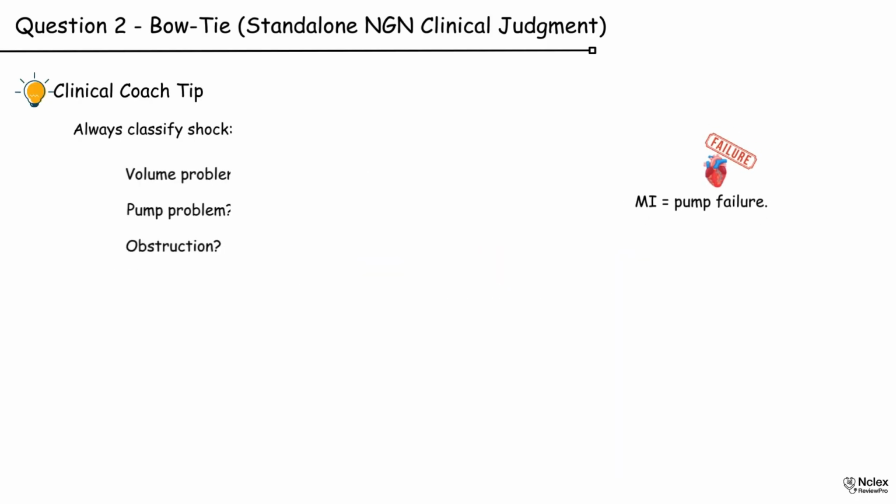Now here's the clinical coaching point. Whenever you see shock, classify it. Is it a volume problem? Is it a pump problem? Or is it an obstruction? Volume problems get fluids. Pump problems get vasopressors and inotropes. Obstructive causes require relieving the obstruction. After a myocardial infarction, think pump failure first.